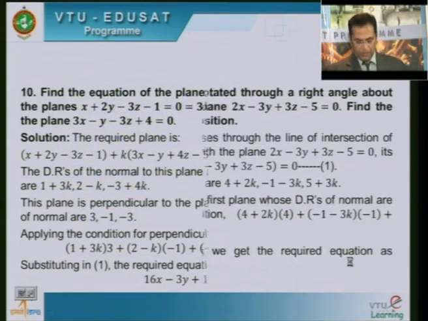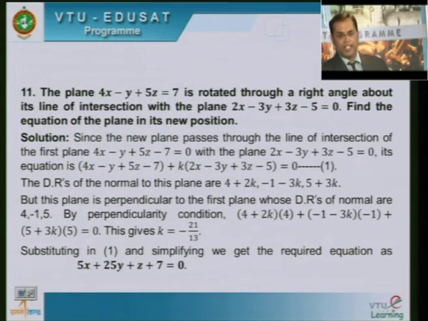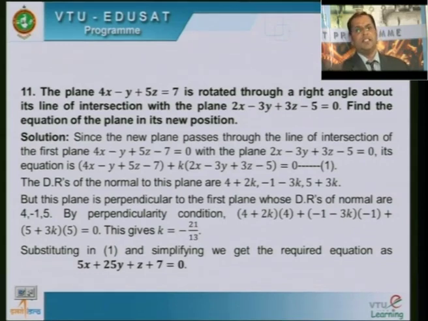Now, we go further. Look into the next example. The plane 4x minus y plus 5z equal to 7 is rotated through a right angle about its line of intersection with the plane 2x minus 3y plus 3z minus 5 equal to 0. Find the equation of the plane in its new position.